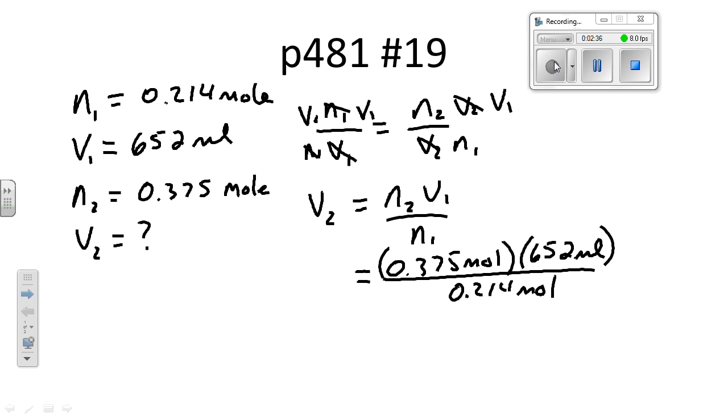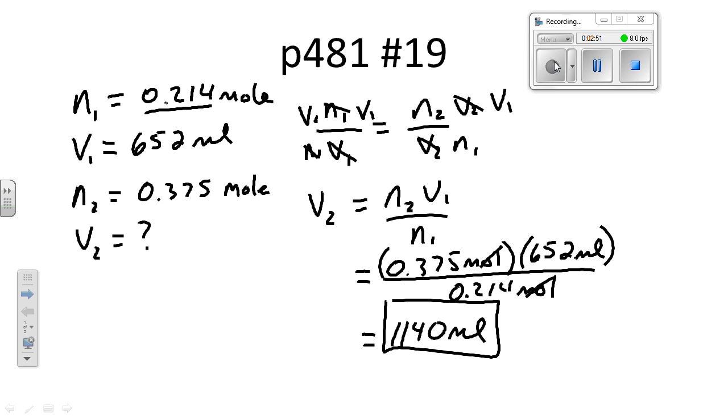So when we do the math there, the moles are going to cancel out, and we end up with 1,140 milliliters, rounded to three significant figures. Now we should check, make sure that makes sense. The number of moles went from 0.214 to 0.375. It went up. So we would expect the volume to go up, 652 up to 1140. Check. That's Avogadro's law.